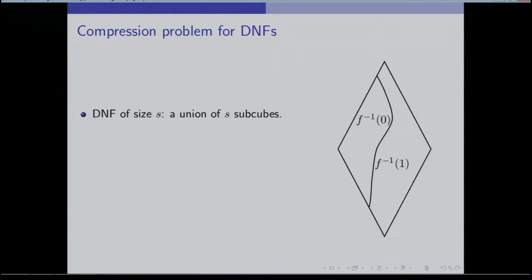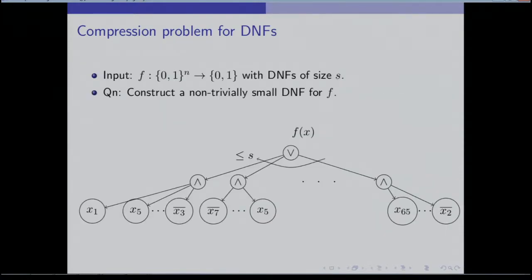So what is this problem? You're given a Boolean function. This is my attempt at drawing the hypercube here. This diamond is the hypercube. Your Boolean function splits the hypercube into the 0 inputs and the 1 inputs. And what you know beforehand, your promise, is that this Boolean function does have a DNF of size S.